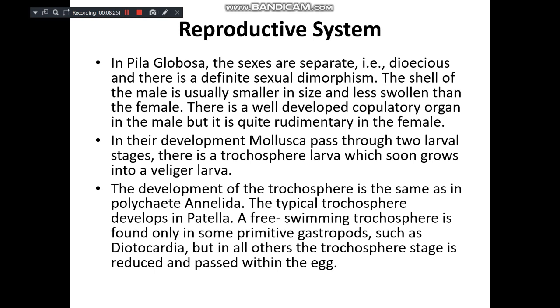What is a larva? Larva is nothing but the intermediate between the egg and the adult. The intermediate between the egg and the adult, we call it a larva. So there are two larvae. One is the trochophore larva, and later the trochophore changes into another larva known as veliger larva.